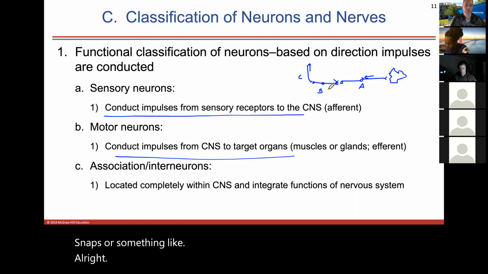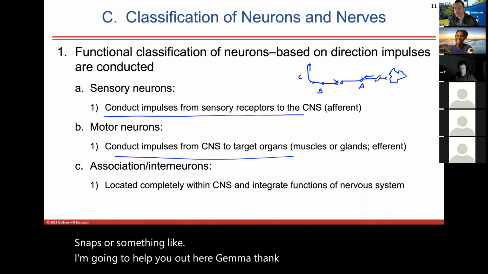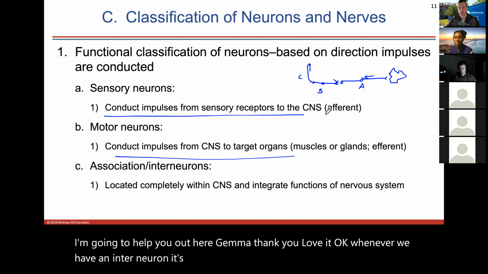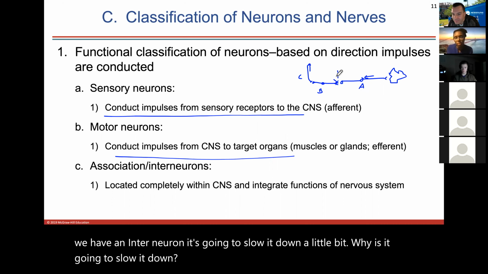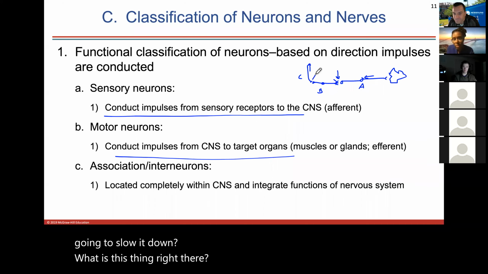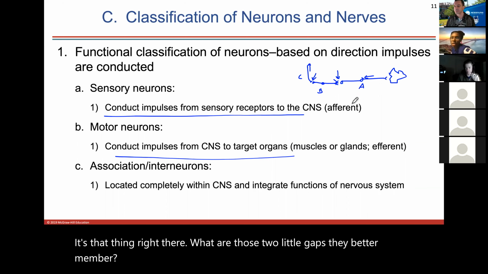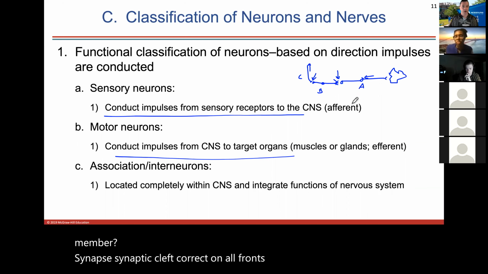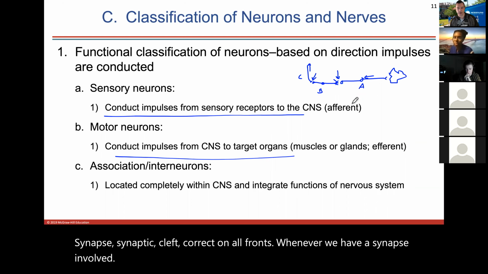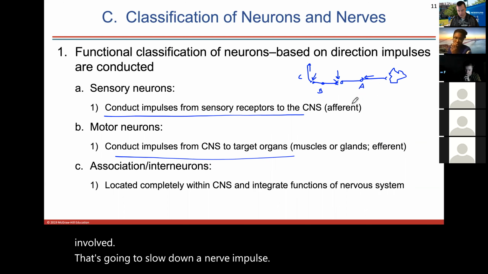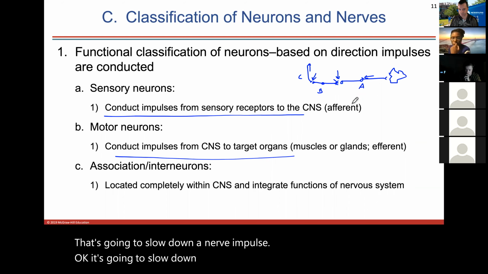I'm going to help you out here, Jeff. Thank you. Okay. Whenever we have an interneuron, it's going to slow it down a little bit. Why is it going to slow it down? What is this thing right there? What are those two little gaps? Anybody remember? Synaptic clefts. Synaptic cleft, correct, on all fronts. Whenever we have a synapse involved, that's going to slow down a nerve impulse. Okay, it's going to slow down an action potential.